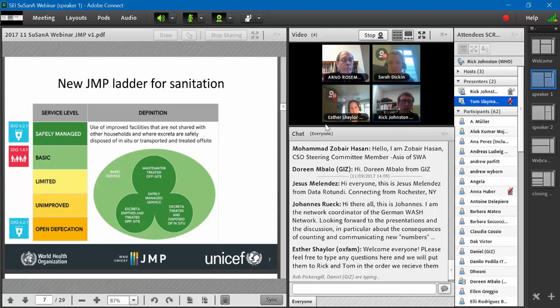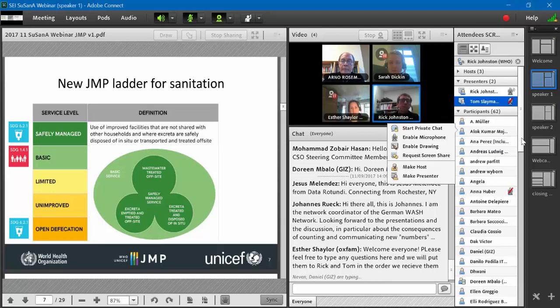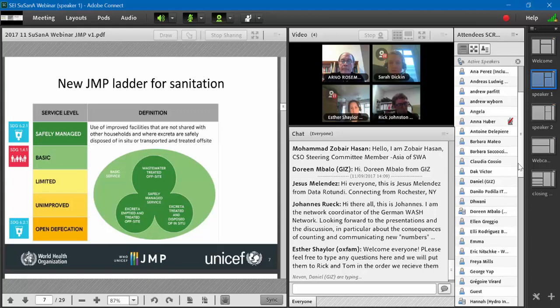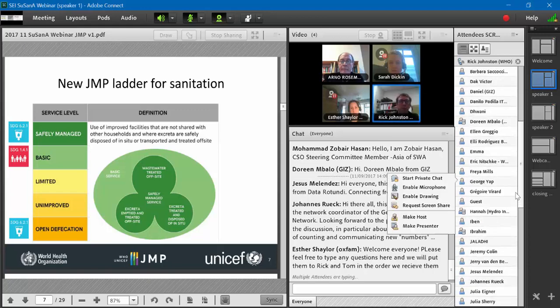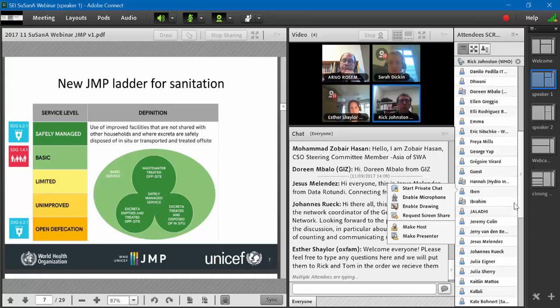And again, that links back to that SDG target 1.4 on basic services. But in order to count for target 6.2 and the safely managed sanitation indicator, there are these new elements. It should be an improved facility that's not shared with other households, like the MDGs, but also where excreta are safely disposed of in situ or transported and treated off-site.